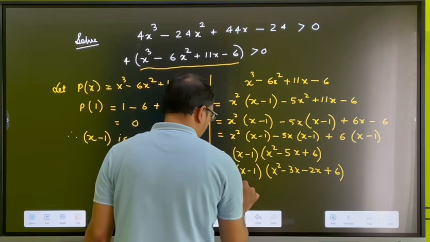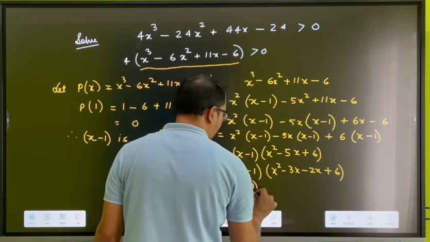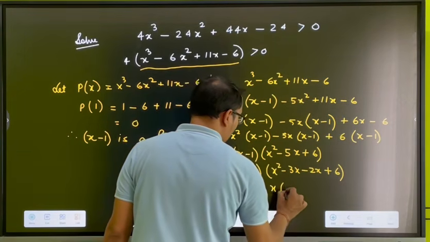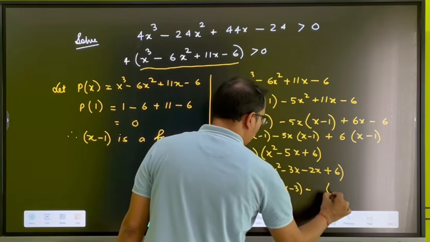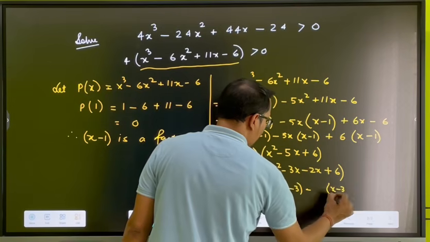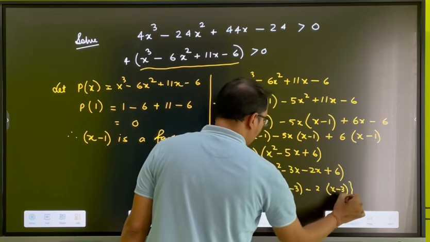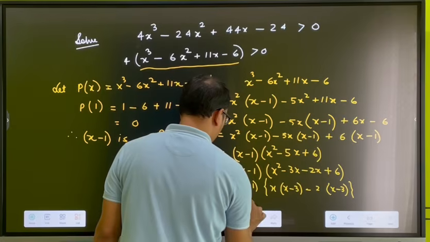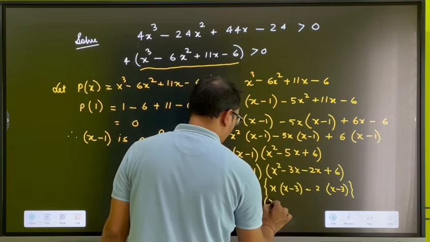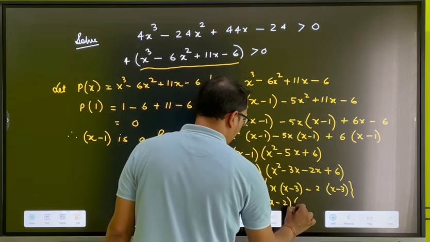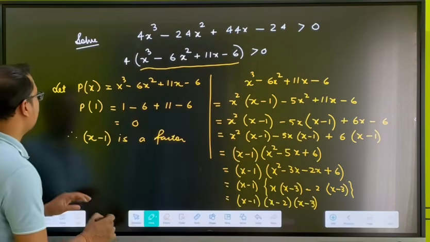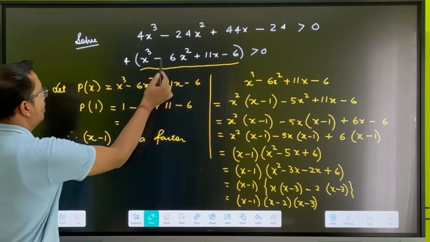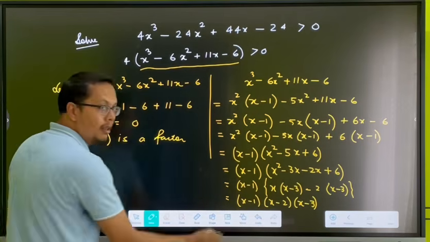So again, here I will take x as common. So x minus 3, minus 2 into x minus 3, write it down, so it will be x minus 2. So our factors are x minus 1, x minus 2 and x minus 3. So students, this thing we can write in this manner, right?